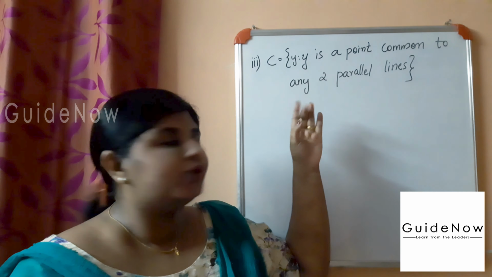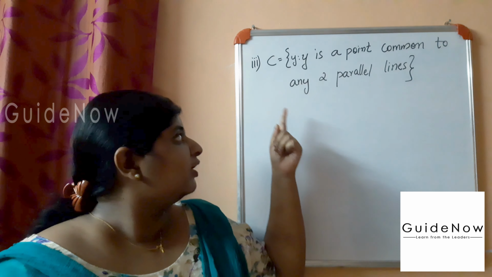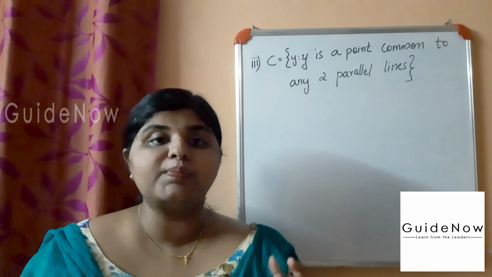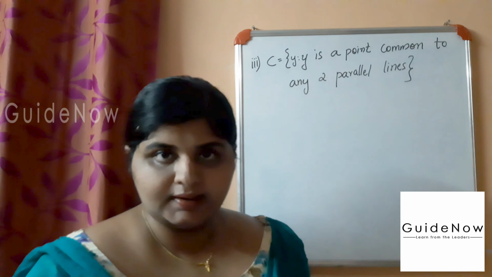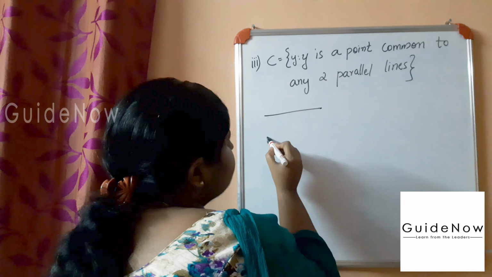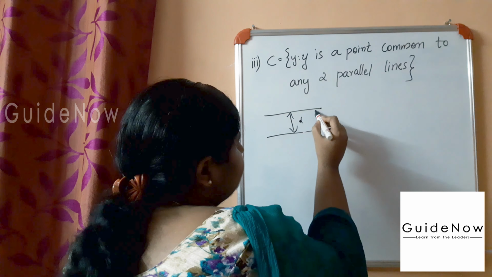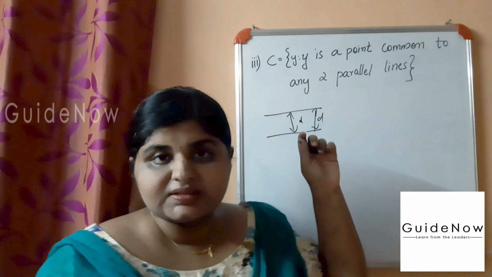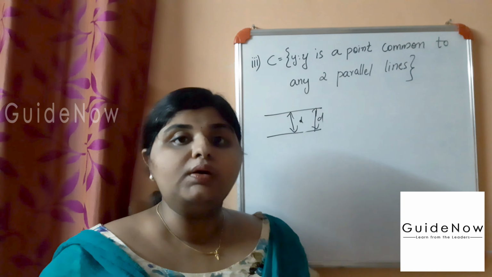Set C is equal to y such that y is a point common to any two parallel lines. That means y is a common point inside parallel lines. What is a parallel line? Parallel lines are equidistant lines. The same distance is between them everywhere. They have the same distance, so these two lines cannot meet.